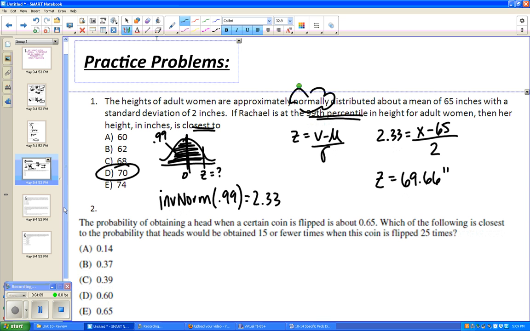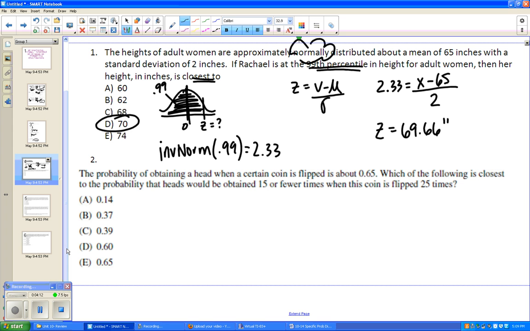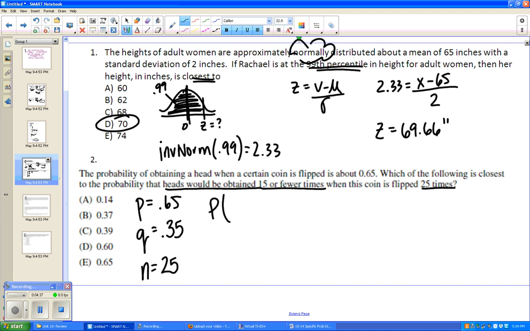Okay, number 2. The probability of obtaining a head when flipping a coin is 65%, so it's not fair. Which of the following is closest to the probability that heads would be obtained 15 or fewer times? So we have the probability of a success here, the probability of heads, is 0.65. So the opposite of that is 0.35. The coin is flipped 25 times. That's my sample size. And I want to know, if I say x equals the number of times you see a head, what's the probability that that number of times is 15 or less?